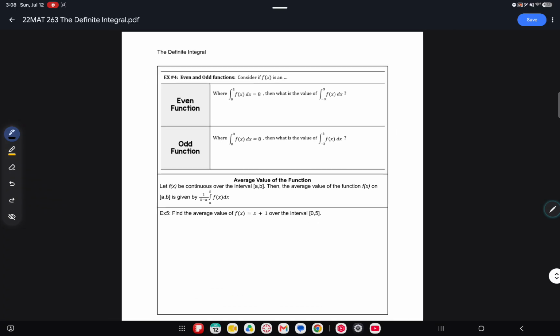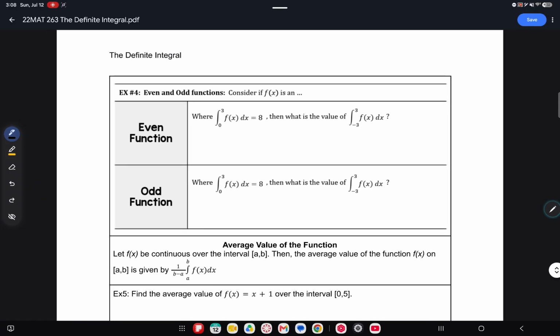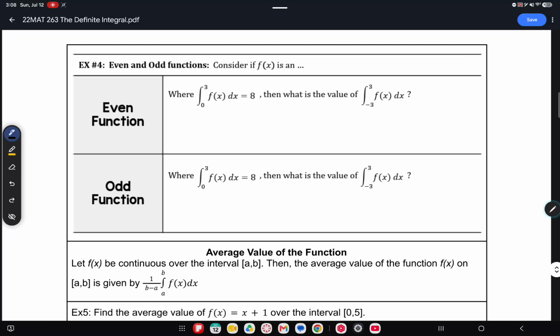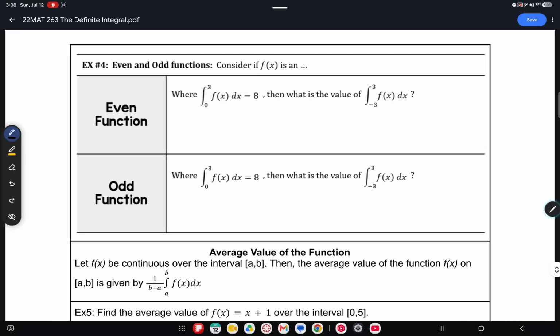Couple more things here. So we have this idea of odd and even functions. There's a cool little property here that can help us out. So even functions, let's see. We know that from 0 to 3, the area is 8. So what would the area from negative 3 to 3 be? And I'll just draw a function that's an even function. First one that comes to mind for me is x squared.